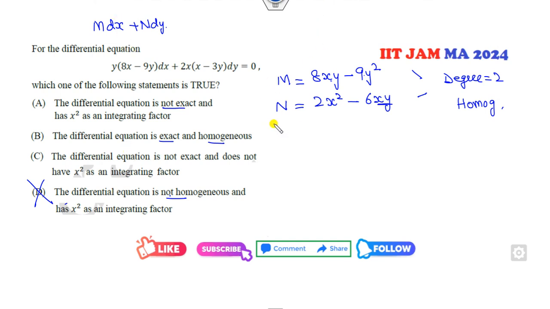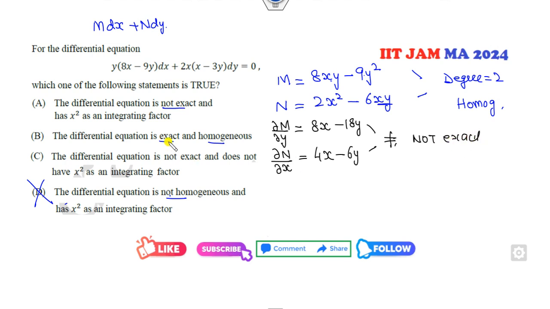How can you check the exactness? I have to check this value: partial derivative of M with respect to y is 8x minus 18y. Partial derivative of N with respect to x is 4x minus 6y. So clearly both are not the same, which means it is not exact. So the second option is cancelled out. Not exact, fine.